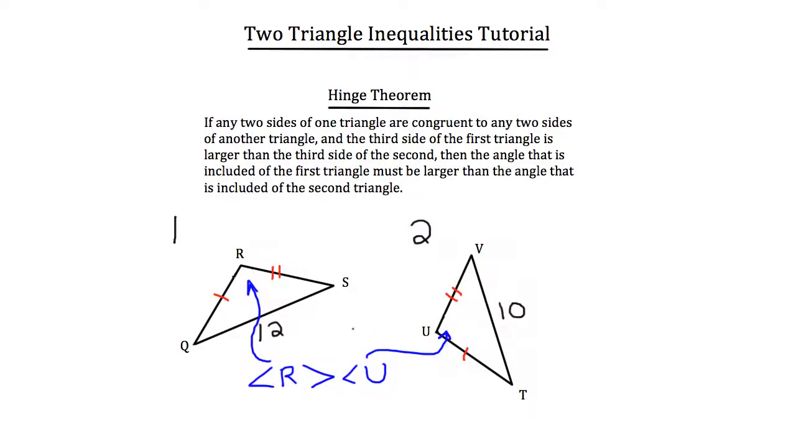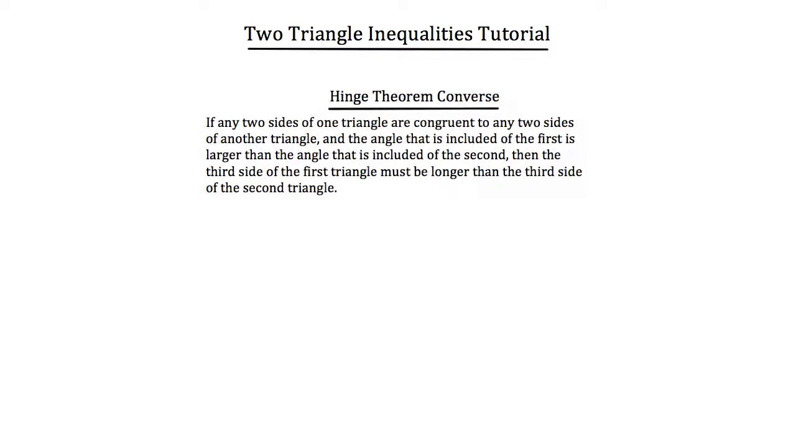Now that you can see the Hinge theorem, we also want to talk about the converse of the Hinge theorem. The converse of the Hinge theorem states that if any two triangle sides are congruent to any two sides of another triangle, and the angle that is included of the first is larger than the angle that is included of the second, then the third side of the first triangle must be longer than the third side of the second triangle. So this is kind of the opposite of what we were just looking at.